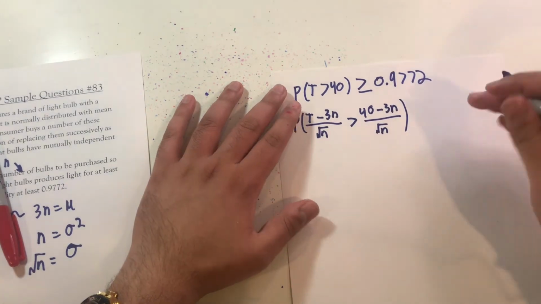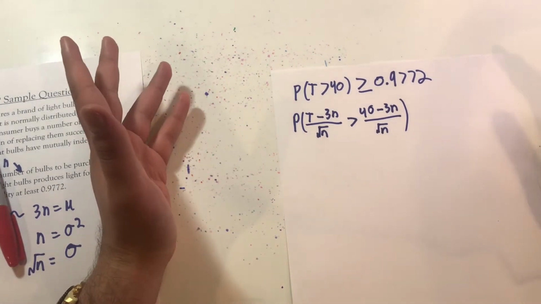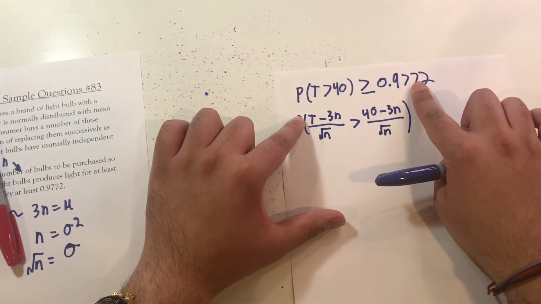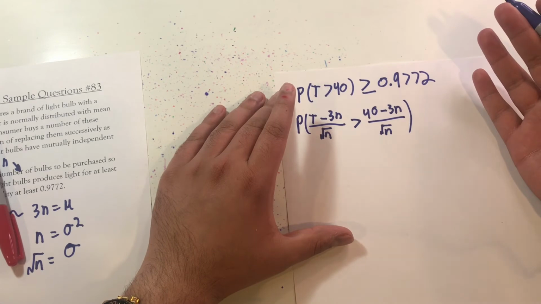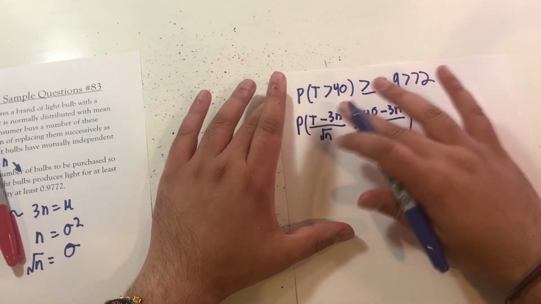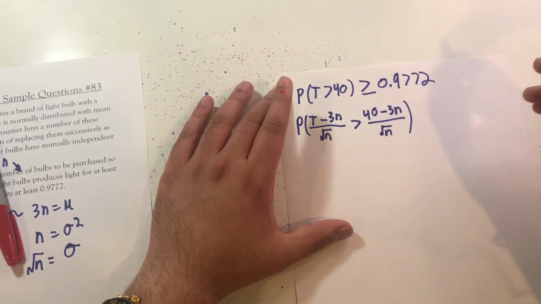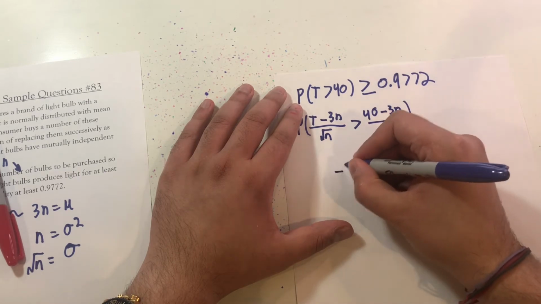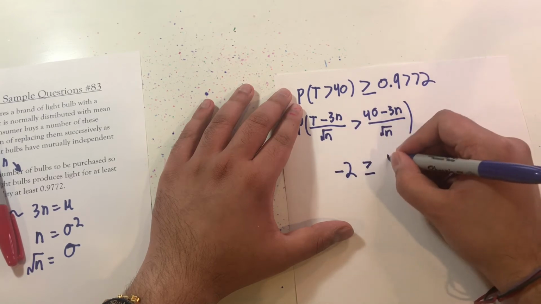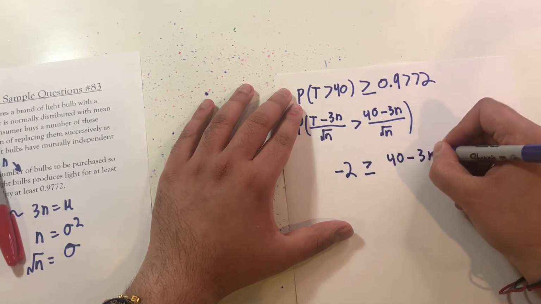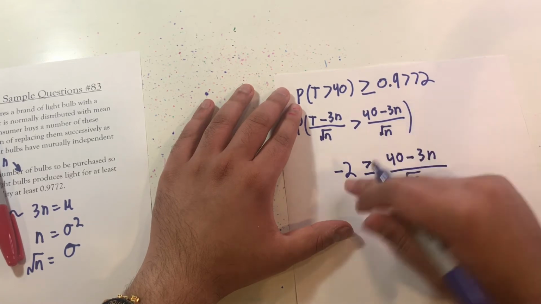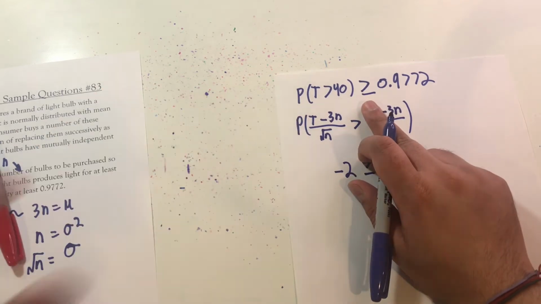Now this implies n should satisfy the following equation. It should satisfy whatever the z value of this is, which we need to look up on the normal table. Looking this up on the normal table, we find that in order for this to be true, negative 2 is greater than or equal to 40 minus 3n over square root of n. The reason why it's negative 2 and not positive 2 is because of this greater than sign.